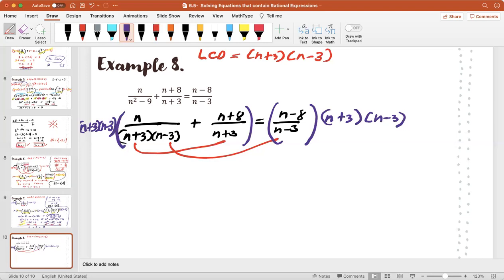Again, we have two expressions on the left as usual. So we use the distributive property, all right. So we have to multiply your LCD by the first expression, n plus 3 times n minus 3 times the first expression on the left. You have n over?